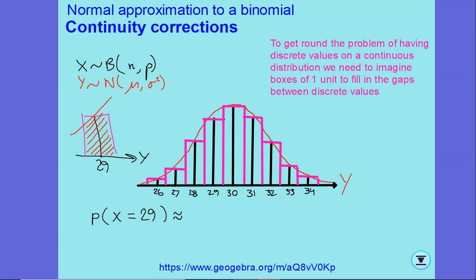To do this, we're going to say it's the same as this upper bound, take away this lower bound, the whole entire box. So we're going to go to 29.5 to 28.5. That's the continuity correction to solve this problem.